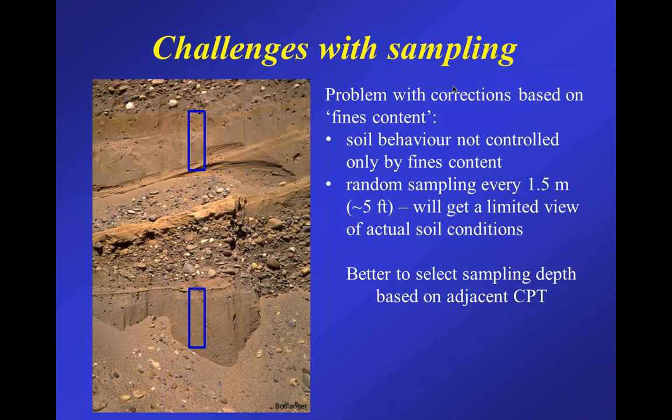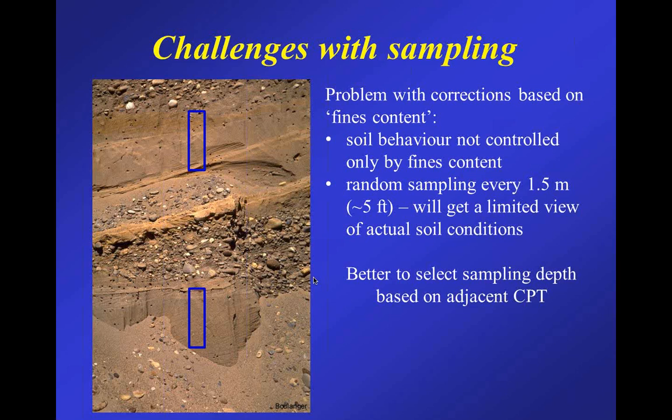So one of the challenges with sampling and any correlation based only on fines content is, first of all, soil behavior is not controlled solely by fines content. It's influenced by the plasticity as well as the amount of fines. And then also, sampling to get the fines content is quite difficult, because you can see in this photograph, actually from Professor Bolinger, how highly variable coarse-grained materials are, where they can be much finer and then rapidly coarser and then much finer. And you see how difficult it is to try and sample to get some representation of fines content.